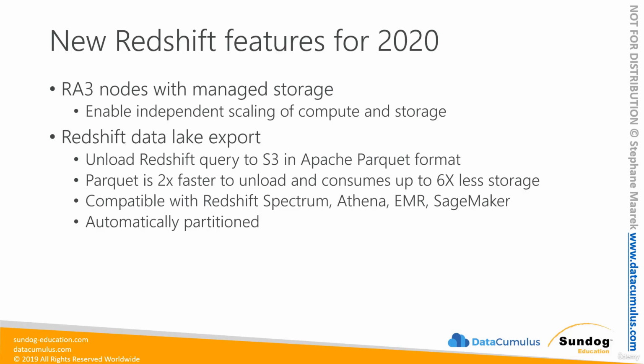Also, a new feature is Redshift Data Lake Export. What it does is allow you to unload your Redshift queries into S3 in Apache Parquet format. And Parquet is important because it's up to 2 times faster to unload, and it consumes up to 6 times less storage. Parquet format is also compatible with Redshift Spectrum, Athena, Elastic MapReduce, and SageMaker, so it makes a lot of sense to use this when you can. It's also automatically partitioned, so if your data is partitioned by date or whatever it is, it can preserve that partitioning as it exports your query to S3 in Parquet format.